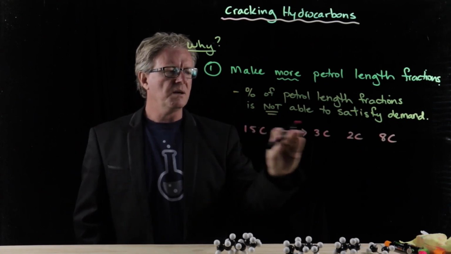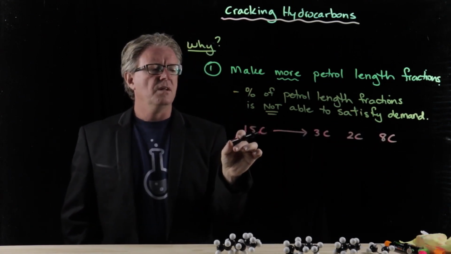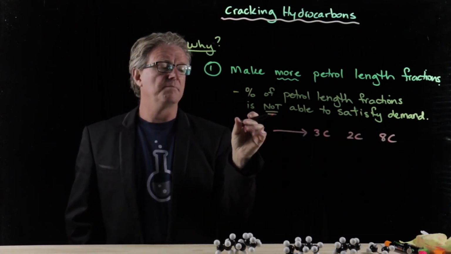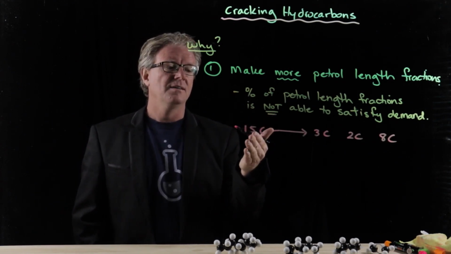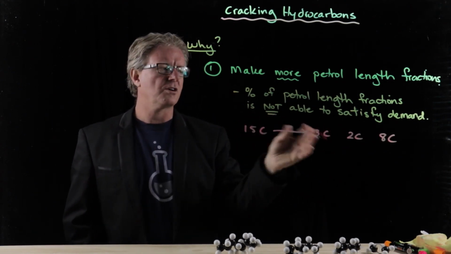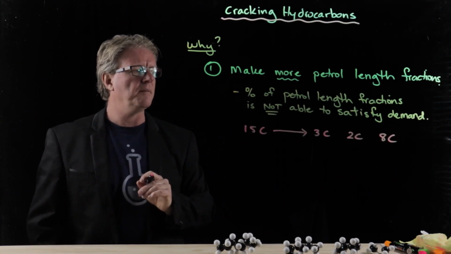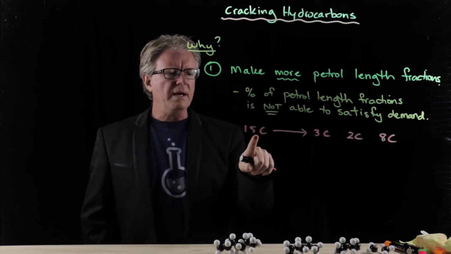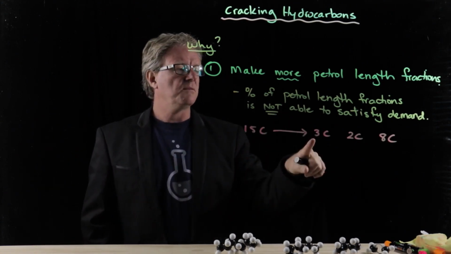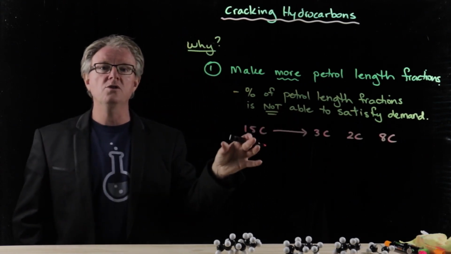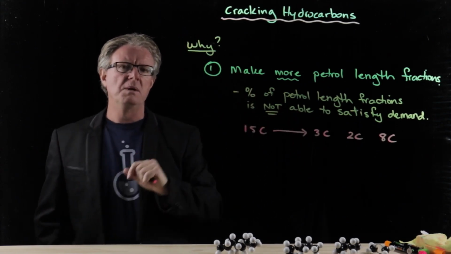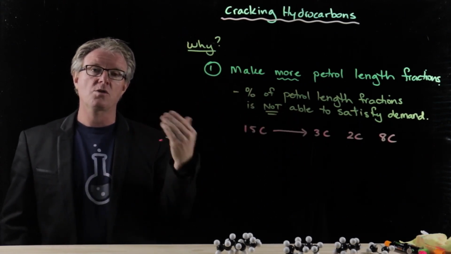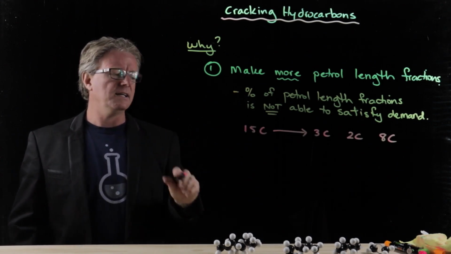So the numbers at the moment just represent the size of the carbon molecules, not actually how many we have on each side. So they're not going to equal each other at the moment. So we're basically breaking a 15 carbon chain down into multiple smaller units. So this is called cracking. And there are two main types of cracking we're going to get into. One's called thermal cracking and one's called catalytic.